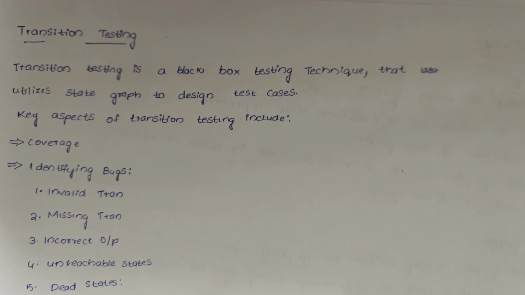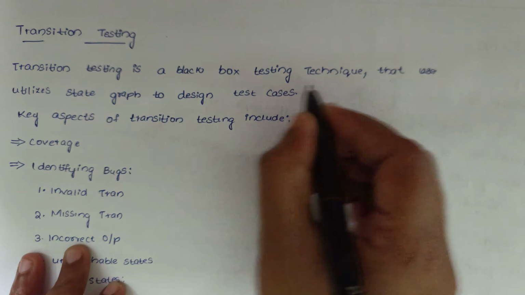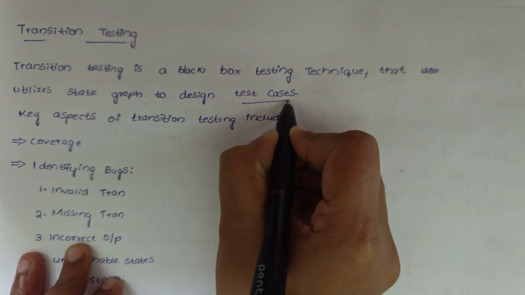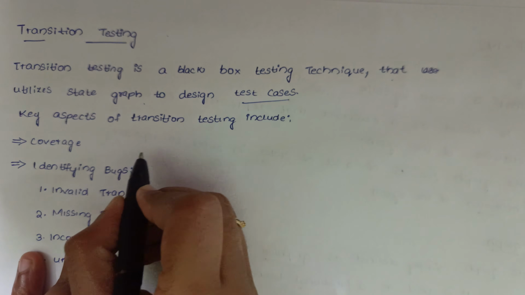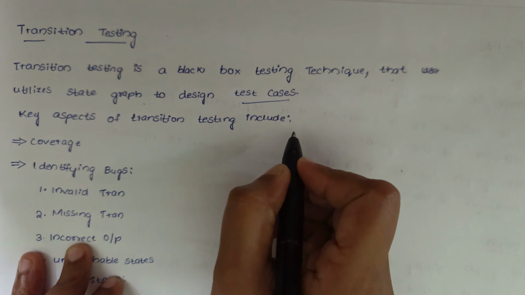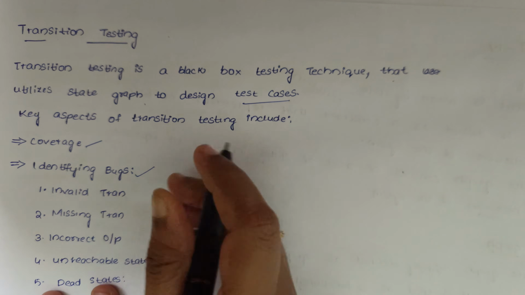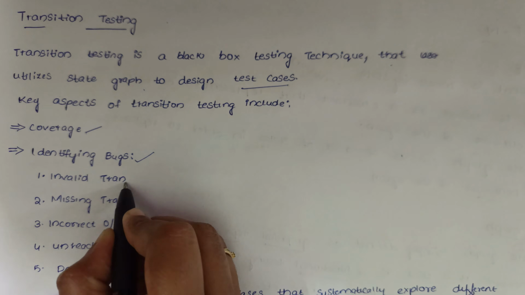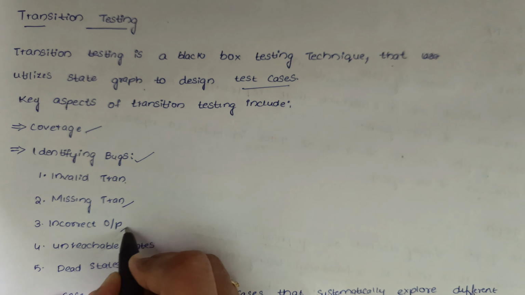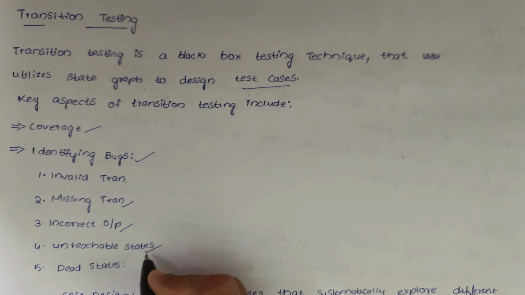Now we are going to discuss transition testing. Transition testing is a black box testing technique that utilizes a state graph to design test cases. There are some aspects of transition testing, which include coverage and identifying bugs. Bugs can be like invalid transition, missing transition, incorrect output, unreachable state, and dead state.